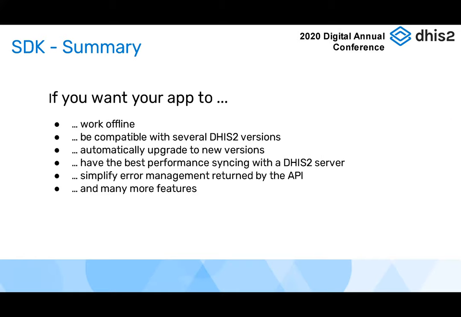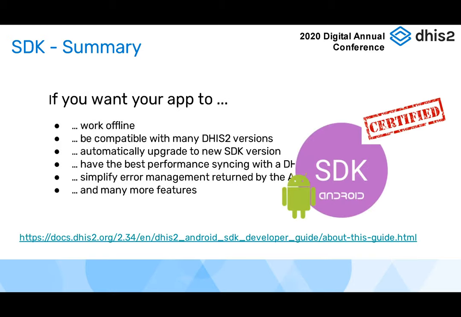So in a nutshell, if you want to build an app that works offline, that needs to be compatible with several DHIS2 versions, because you don't want to build an app that doesn't work anymore when there is a new DHIS2 version, or if you want to have automatic upgrade migration control, or the best performance when syncing with the DHIS2 server, or if you would like to build an app on top of an SDK that simplifies error management returned by the API, if you have at least one of these topics when you are building your app, please use the SDK, okay?